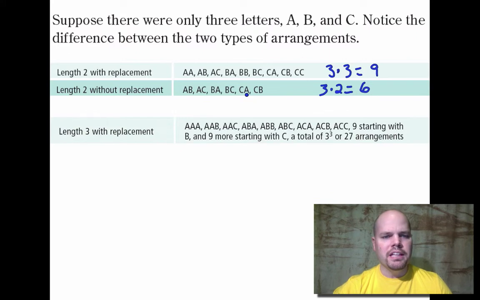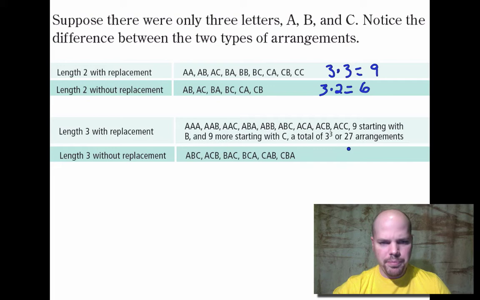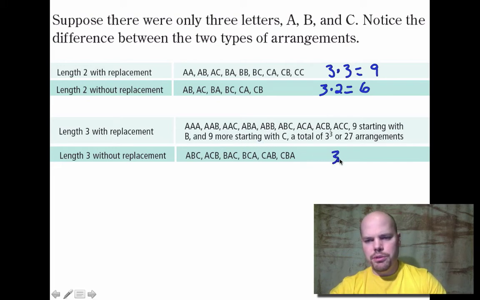All right, what about length 3 with replacement, meaning you could have all 3 the same. There's quite a few, because it'd be 3 times 3 times 3, 3 choices for each letter, and that's 27 different arrangements. What about length 3 without replacement? That would be 3 choices for the first letter, 2 choices for the second letter, and only 1 choice for the third letter, which gives you only 6 ways. So with replacement, there were 27 different arrangements of the 3 letters. Without replacement, there were only 6 ways.